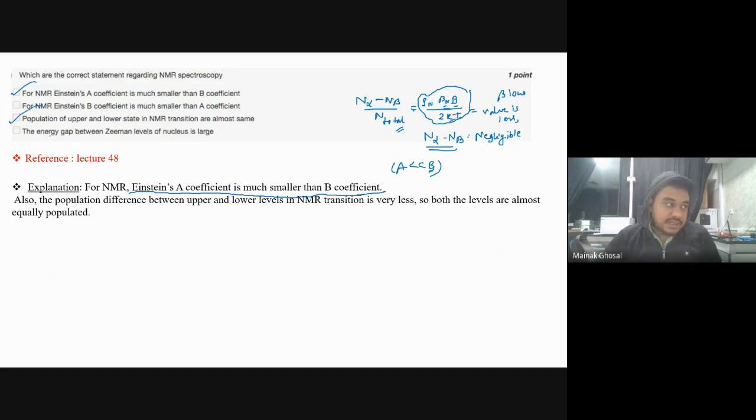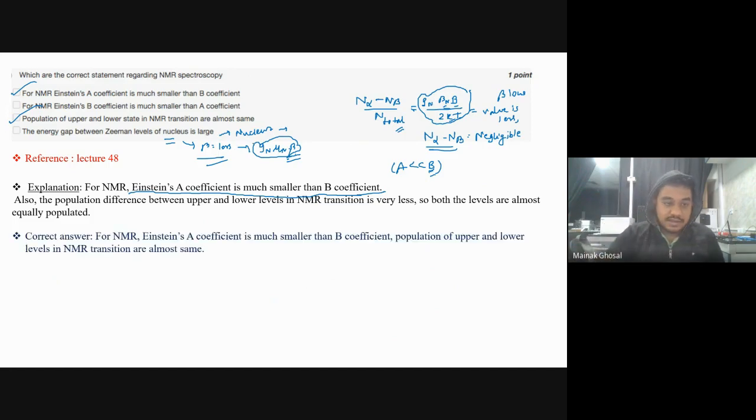And the last option is the energy gap between the Zeeman levels of the nucleus is large. Is this true? No. The difference between Zeeman levels is large for electron. For nucleus, we have considered that beta is very less, and the value is given by g_n mu_n beta. So since beta is less, the gap is less. That is the simple thing. You understand? Okay, so since beta is less, this whole term will be less for nucleus. That means for the Zeeman effect in the case of nucleus, the difference between the two energy levels is less.